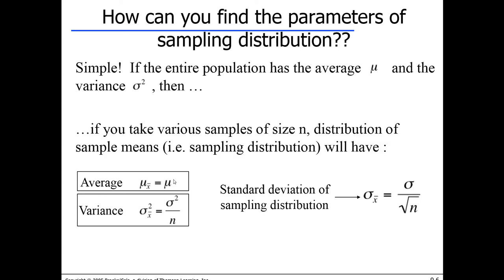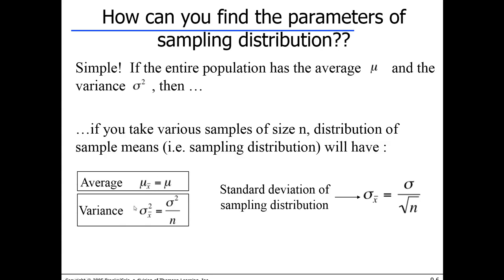The mean for your population and the mean for your sampling distribution are always the same. And we saw that, right? As we increase the n, the mean doesn't go anywhere. Pretty much stays the same. Okay, so the mean will always be the same for the population distribution and for the sampling distribution.